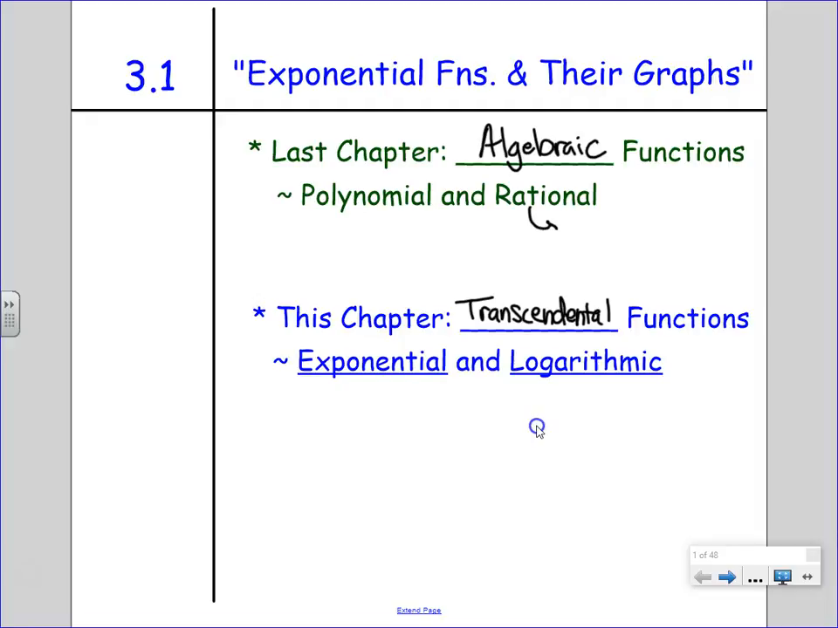But the rational functions we saw were just f of x over g of x, where both f and g were some sort of polynomials. Maybe just a constant. But that would be a monomial, right? Maybe a binomial, maybe a trinomial, maybe a quadratic or a cubic. But we didn't have anything else funny going on. So rational functions actually are a broader category, but the only ones we saw were algebraic ones, which is polynomials on top, polynomials on bottom. But these new ones, exponential and logarithmic functions, are called transcendental.